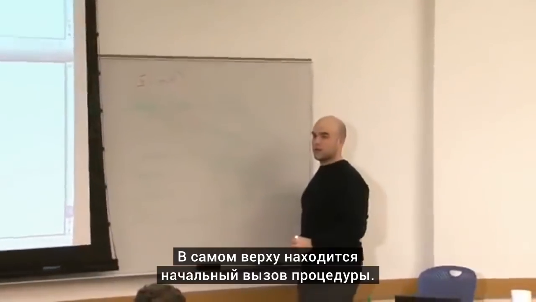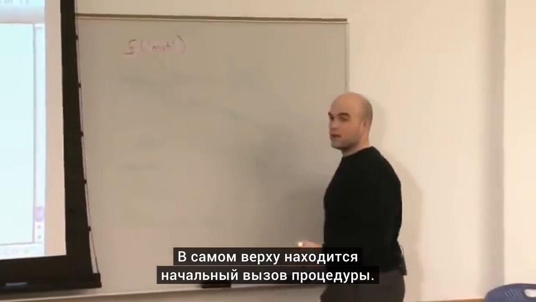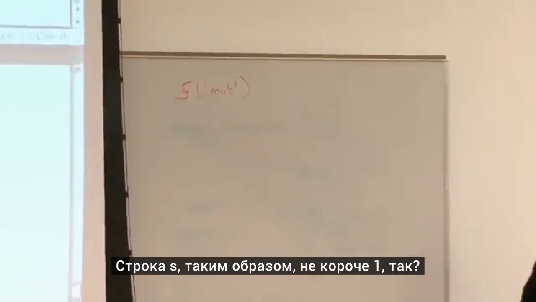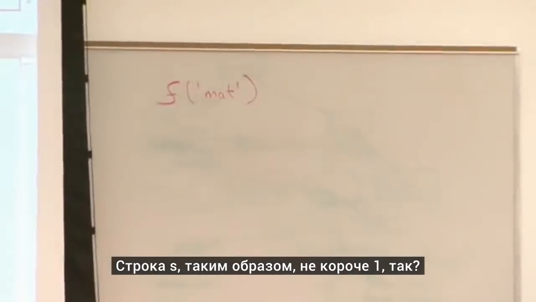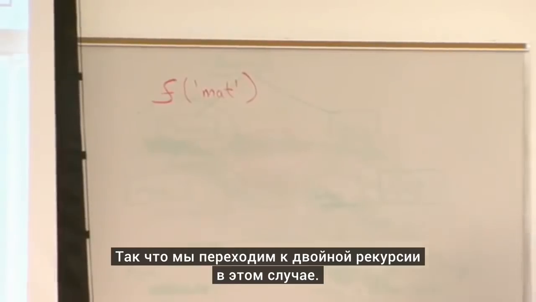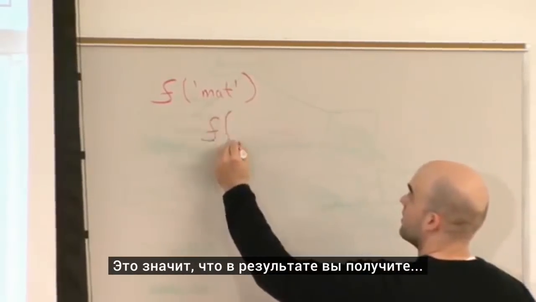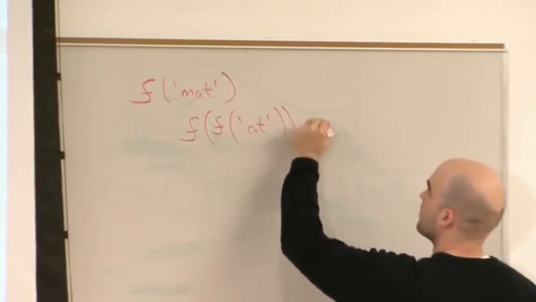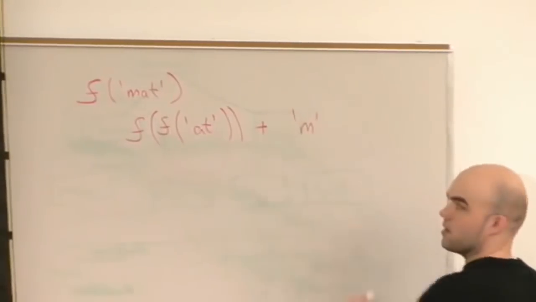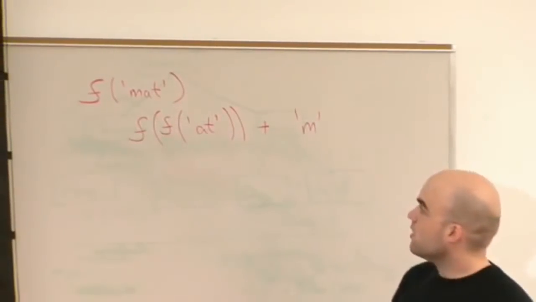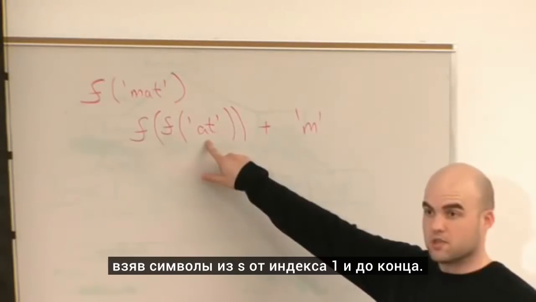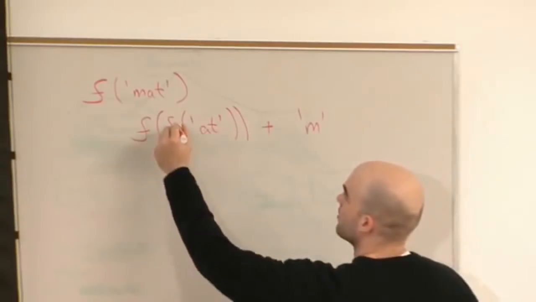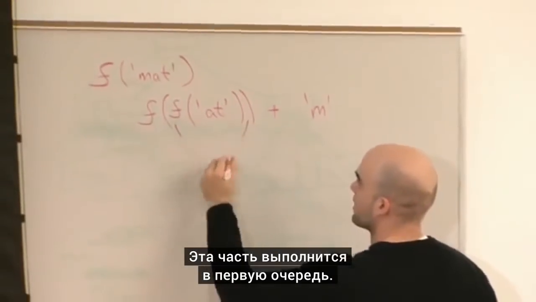All right. At the top, that's your initial call. Now, the string S here is not less than 1, right? So you're going to go to this double recursive call here. So that means that you're going to get as your return, right? And the way I got this AT is I'm just taking S from 1 to the end, okay? So what this means is that this part is going to execute first.